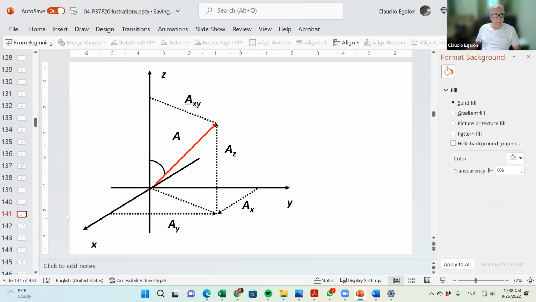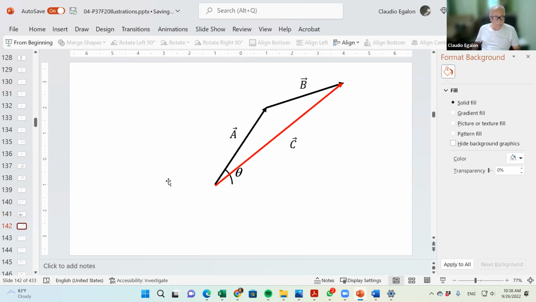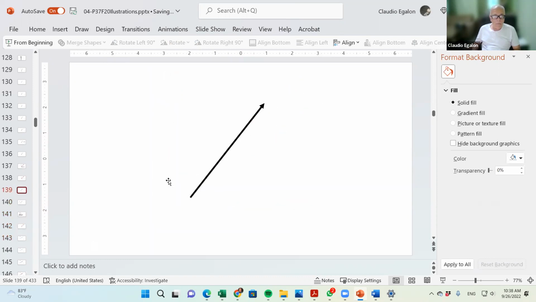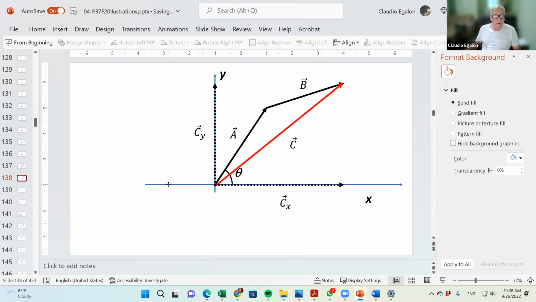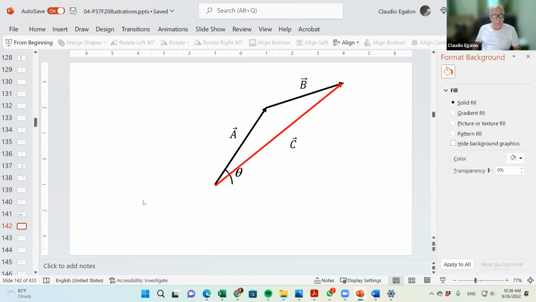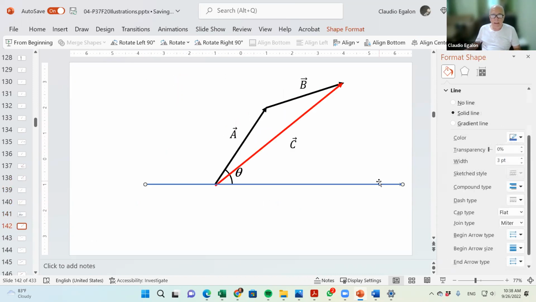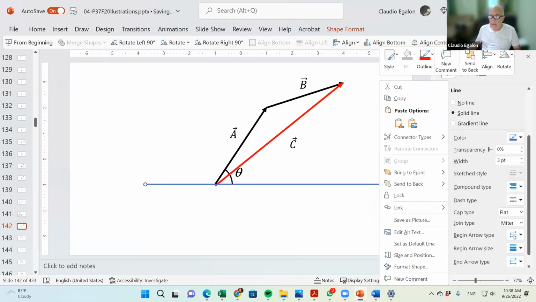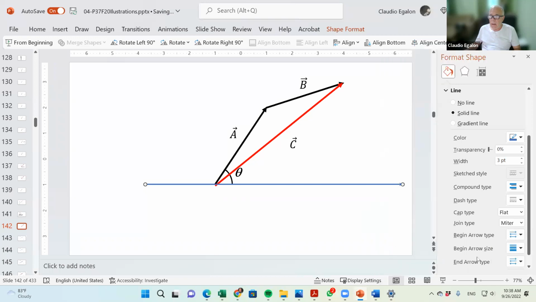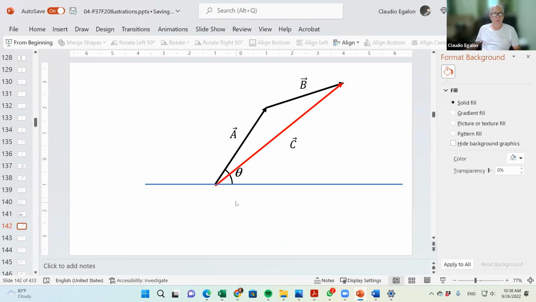They're adding up. Let's see here. Sorry for the confusion here. I'm going to get this one here. I need this one. They are adding up, and the result is vector C. Okay, the result is vector C. This angle here is theta.